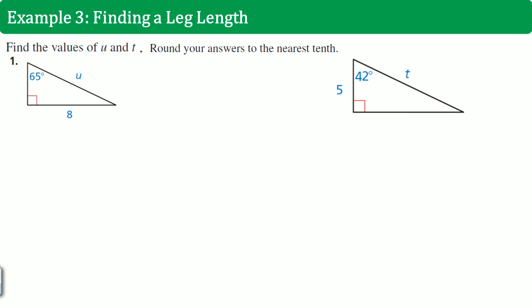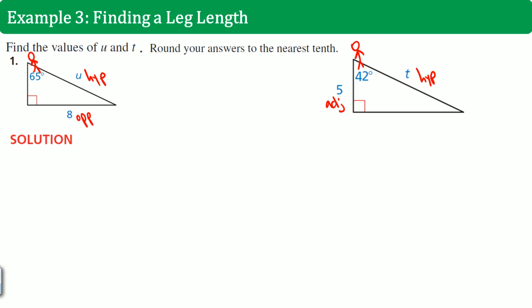Example 3. Here you are going to find the value of u for number 1 and the value of t for number 5. Round your answers to the nearest tenth. Draw your person here on the 65 degree. You would see that 8 is going to be your opposite because it is the farthest. U is going to be your hypotenuse, okay? Draw your person here on the 42. 5 is going to be your adjacent. T is going to be your hypotenuse.